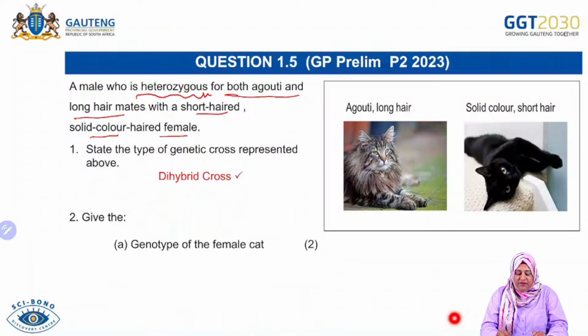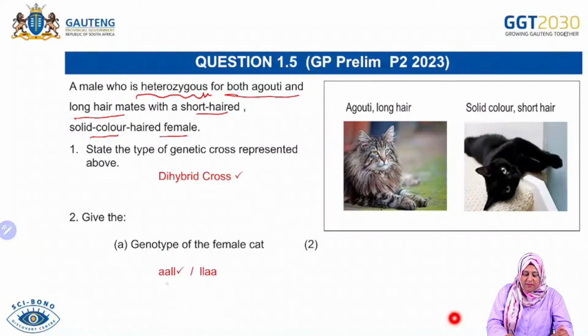The genotype of the female cat, remember she is short-haired and solid-colored. Therefore, she has both of the recessive traits. So all her alleles will be the small letter. Now, big A is for striped, therefore small a will be for solid. Long-haired is capital L, therefore short-haired will be the lowercase l. So you can write them A-A-L-L, or you can put them the opposite way, L-L-A-A. You're still going to get the mark.